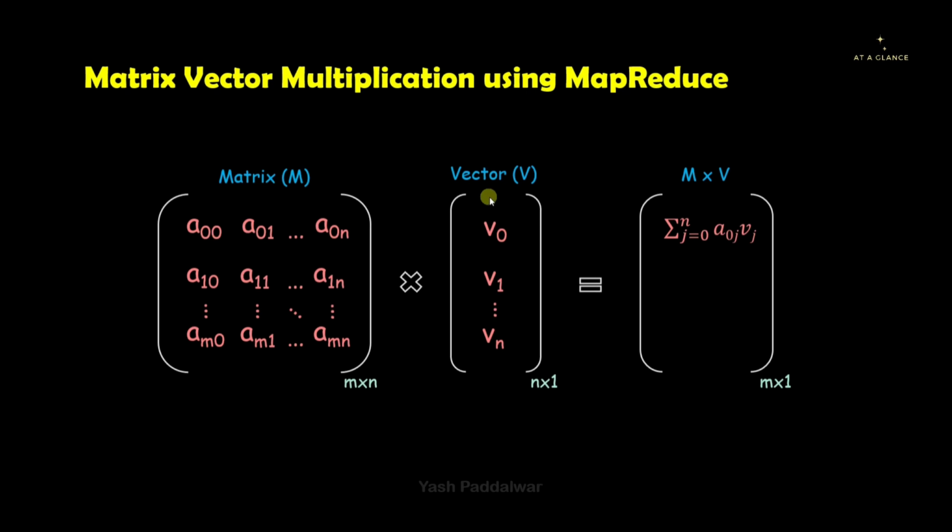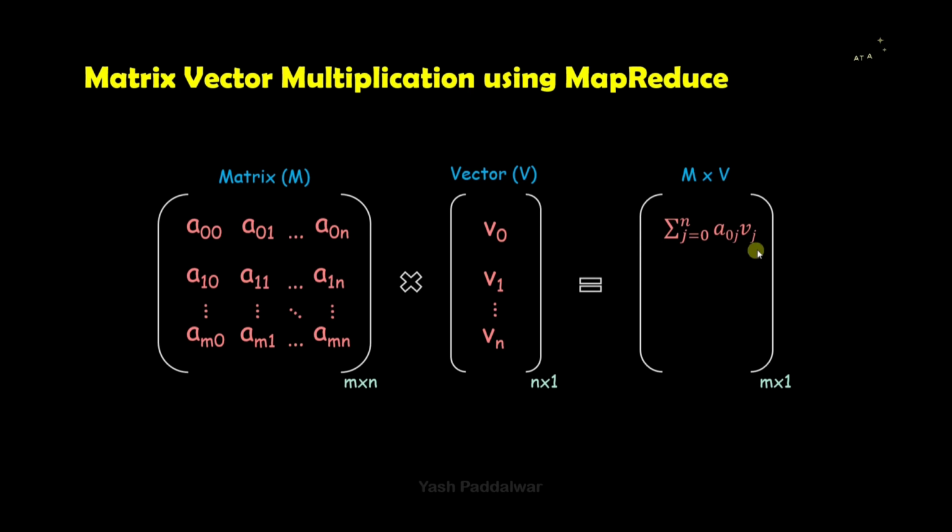You can see the first value is calculated with the formula summation of j equals 0 to n of a0j multiplied by vj, which means, let's say we want to calculate the 0th element of the resultant matrix. We first see the 0th row of the matrix M. In the 0th row we have a total of n elements. So we calculate the multiplication of each element in this 0th row of the matrix M, and then multiply it with the corresponding vector value.